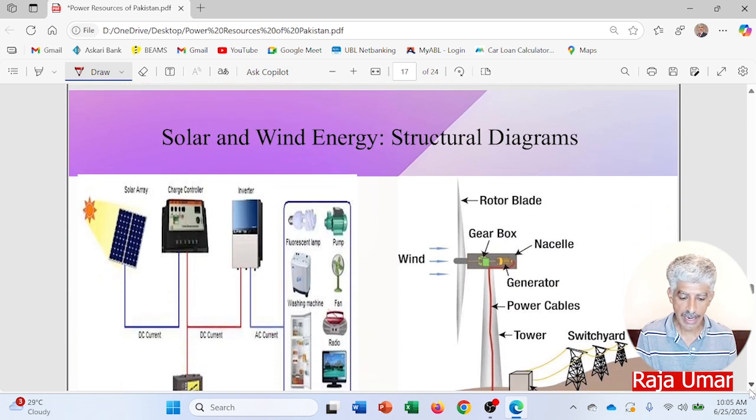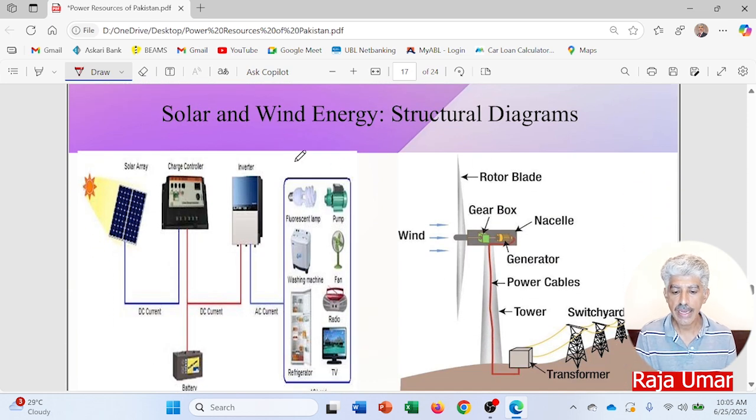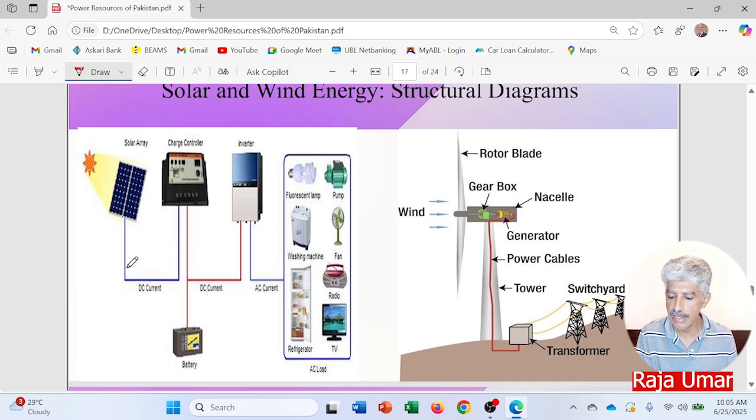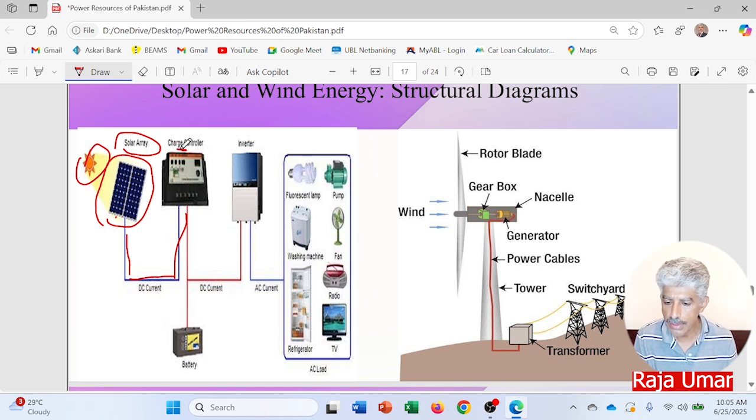So here we have the diagrams of solar and wind energy, the structural diagrams. Here we have the solar diagram, as it is installed at homes. Here you can see the sun, then the solar array, I mean these solar plates that are installed over here, what we call the solar panels, and then the DC current comes to the inverter, into the charge controller, that is the DV box, also known as the circuit breakers, and they control the charge.